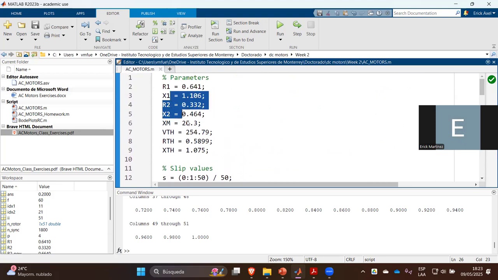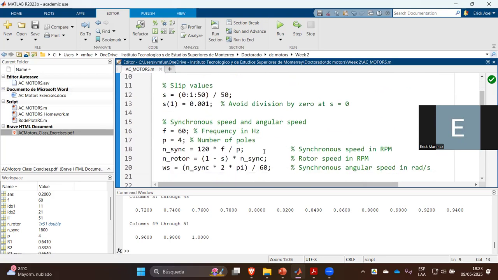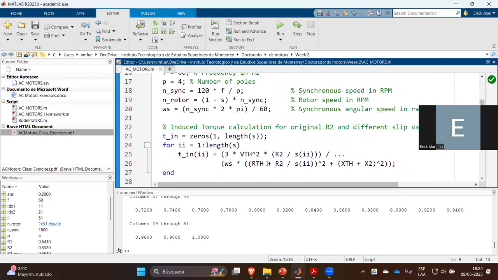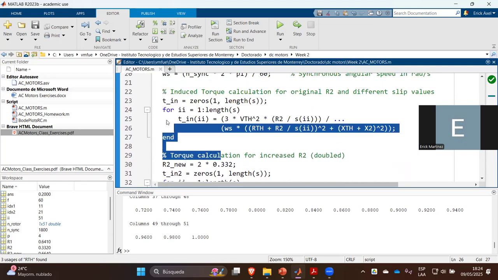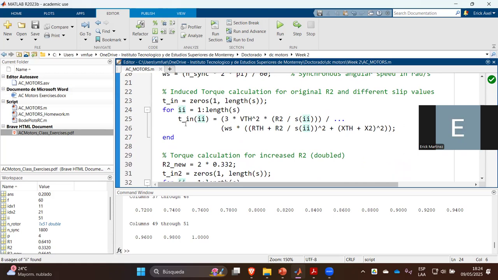Also notice that I am considering the values that I wrote here, because I need the Thevenin voltage, the Thevenin resistance, and so on. This is all divided by the synchronous speed times the quantity: the real part of the Thevenin impedance plus R2 divided by S, all squared, plus XTH, the imaginary part of the Thevenin impedance, plus X2, all squared. I am generating this vector with the corresponding induced torque values for the different slip values that I previously generated.